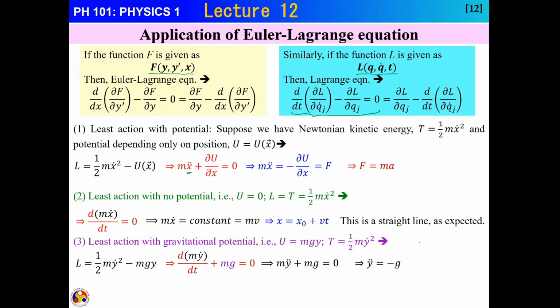If I do one integral, I'll get y dot equal to minus gt plus c, and again if I integrate, y equals minus gt square by 2 plus ct plus d. I'm going to get it. So otherwise it is going to represent a path of ut plus half at square.